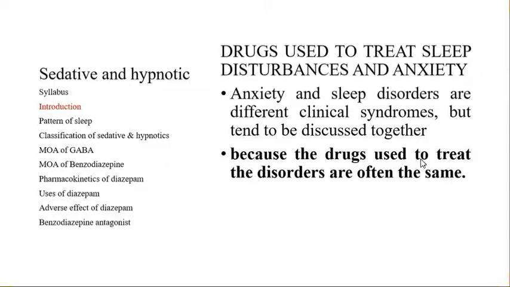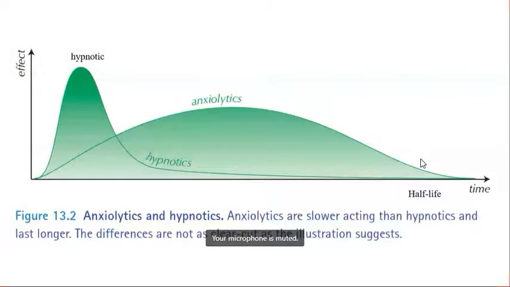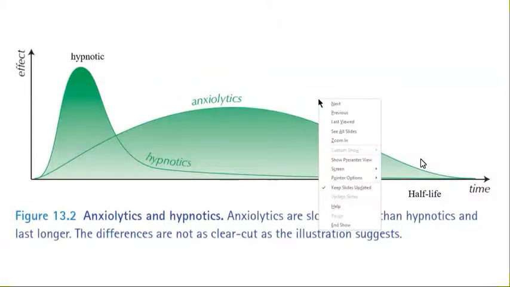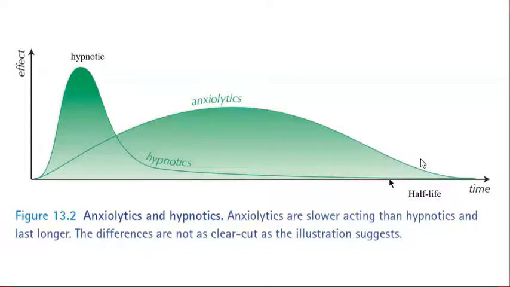Because the drugs that we will be talking about, whether it is a sedative or a hypnotic drug, both of them are the same. They are used for sleep disturbance or sleep disorders at the same time. A low dose may be a sedative, but a higher dose is a hypnotic. Another basic difference between a sedative and hypnotic drug is that drugs which have a shorter half-life are basically used as hypnotics, whereas drugs which have longer half-life are used as anxiolytic or sedative drugs.